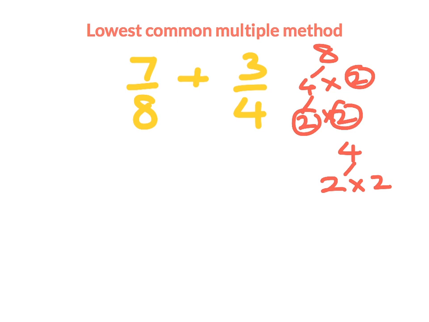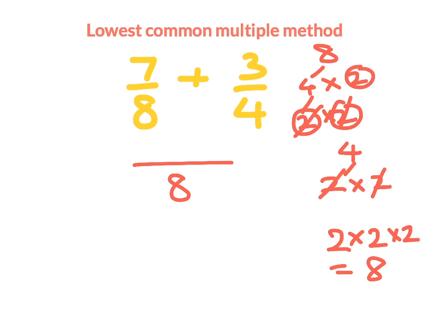Now what we do is to select between these two numbers. There is a 2 here and there is a 2 there. So we write down 2. There is another 2 there, and another 2 there, so we write down multiplied by 2. So we are left with one prime number that has not been accounted for, so you take that as well. So times 2. And then if you multiply this out, you have 8. So the lowest common multiple here is 8. So we're going to write that value of the lowest common multiple, 8, as our new denominator.